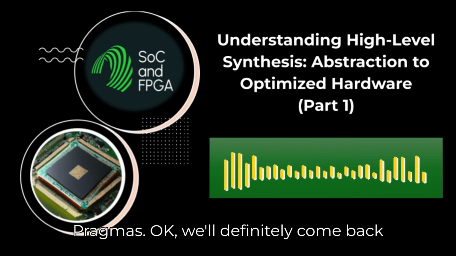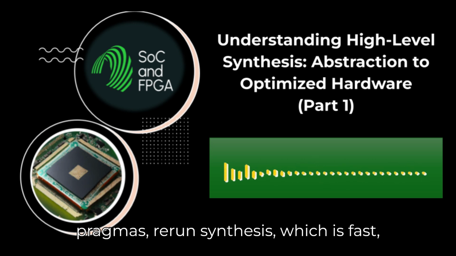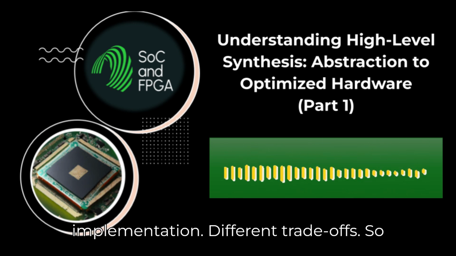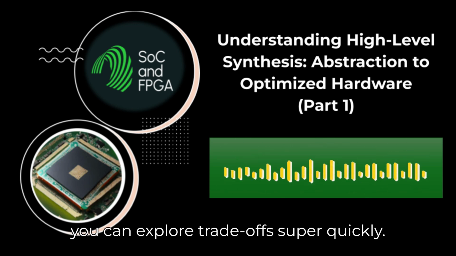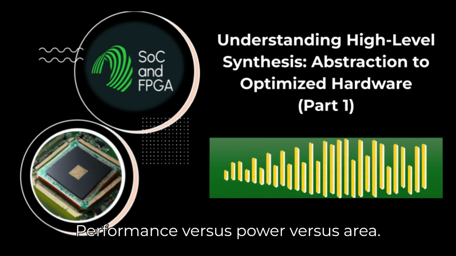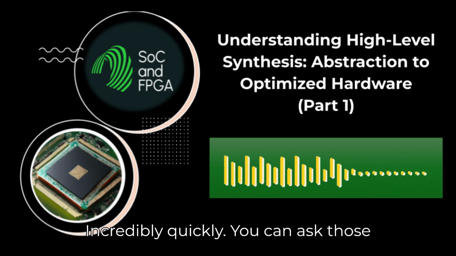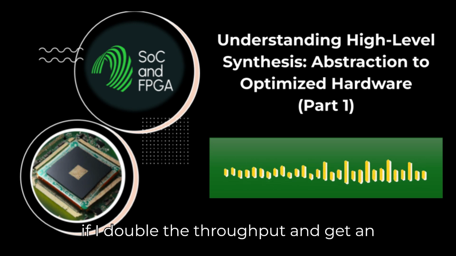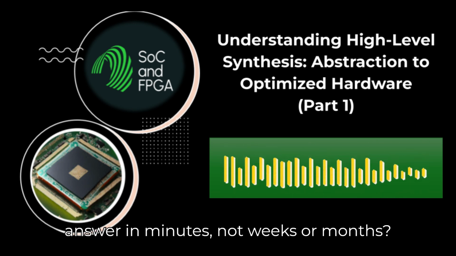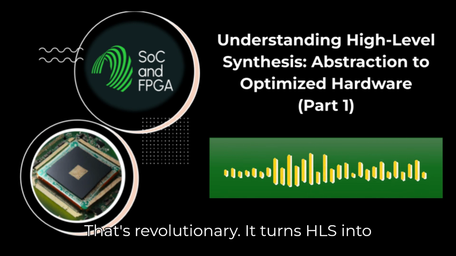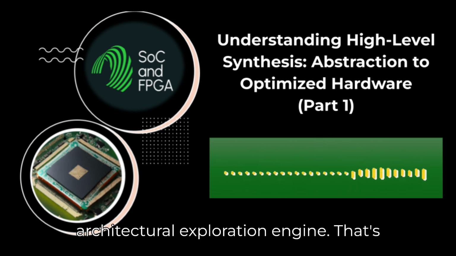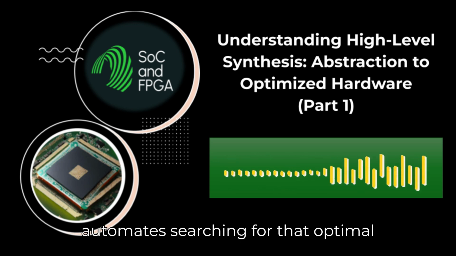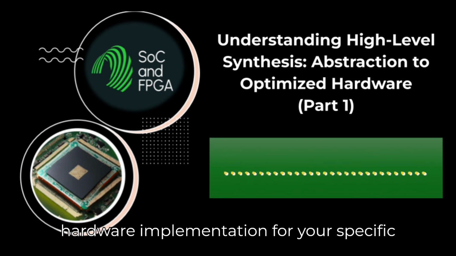Pragmas. Okay, we'll definitely come back to those. But yeah, you tweak the pragmas, rerun synthesis, which is fast, and boom, you get a different hardware implementation, different trade-offs. So you can explore trade-offs super quickly. Performance versus power versus area. Incredibly quickly. You can ask those what-if questions. What's the area cost if I double the throughput? And get an answer in minutes, not weeks or months. That's revolutionary. It turns HLS into more than just a compiler. It's like an architectural exploration engine. That's a perfect way to describe it. It automates searching for that optimal hardware implementation for your specific needs.